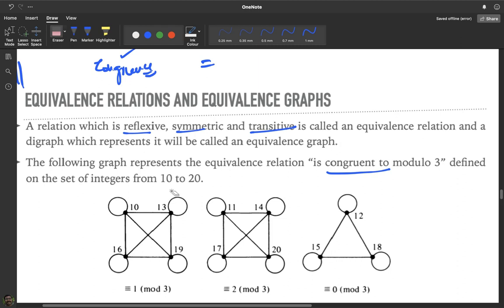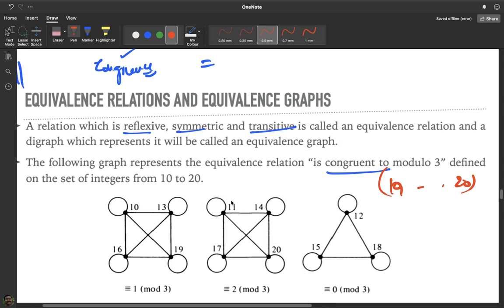This just means that you can go from 10 to 13, and also you can come back from 13 to 10. So this is actually the graph of this relation on the set of elements from 10 to 20. If you look at this graph, what can you say? Basically you can see that this graph is disconnected. Or you can say that these vertices are grouped into three distinct components, or three distinct classes, so that no vertex is common between these three classes.